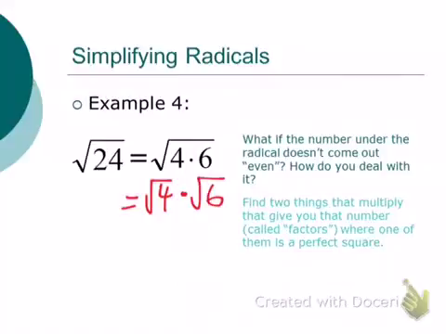We can simplify things that are being multiplied, right? We can separate it into 2 separate radicals. What is the square root of 4? 2. So we have 2 times the square root of 6. That's considered to be a simplified form.